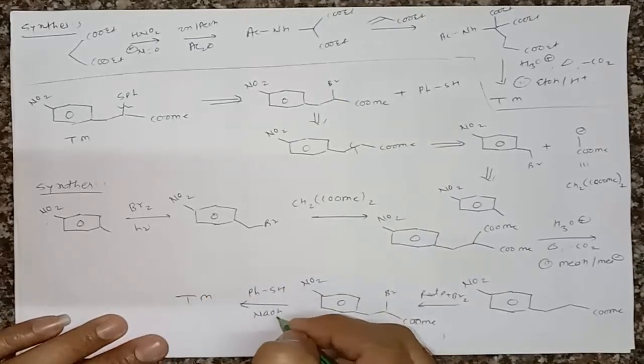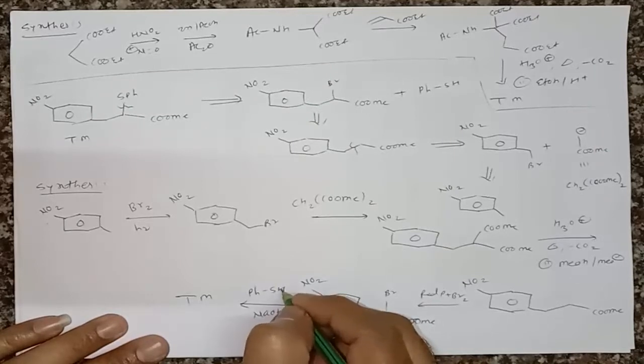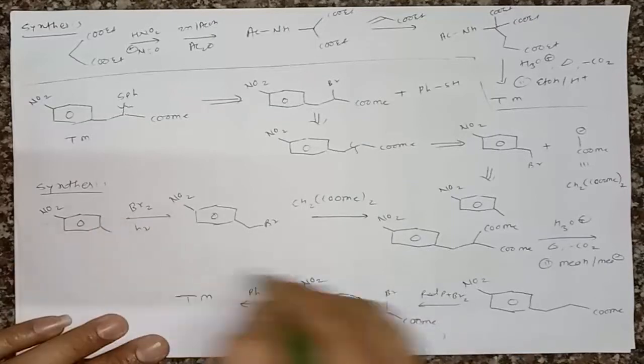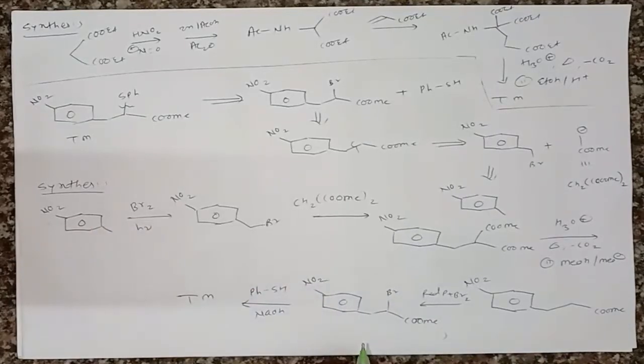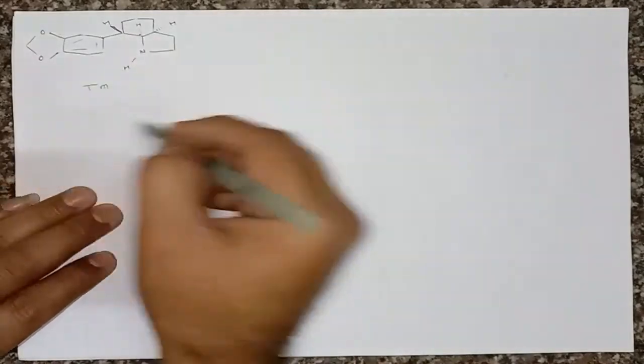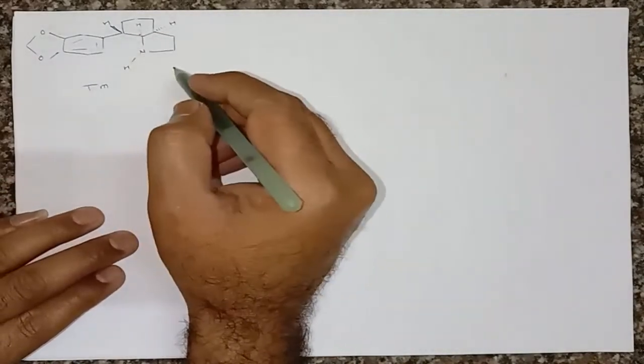Simply, this thiol and NaOH will take a proton, and it gives the thiolate ion. So this will attack on this bromine, and the bromine will be displaced, and it gives formation of the target molecule. So here is one more target molecule, containing different functionalities.